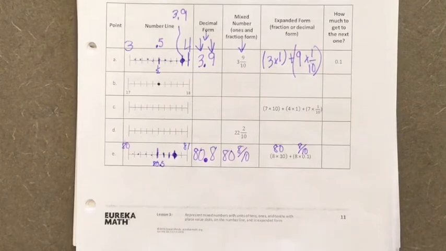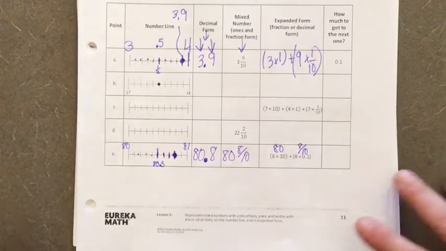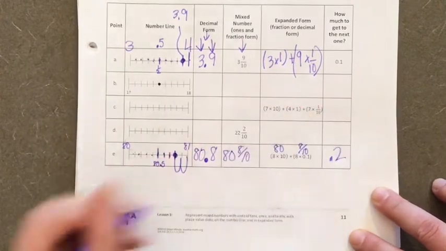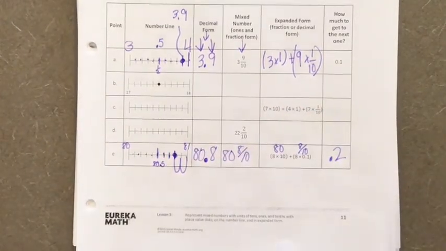All right. Well, how many more to get to the next one? Let's see. 1, 2, 2/10. All right, fourth grade, dive in and save the day.